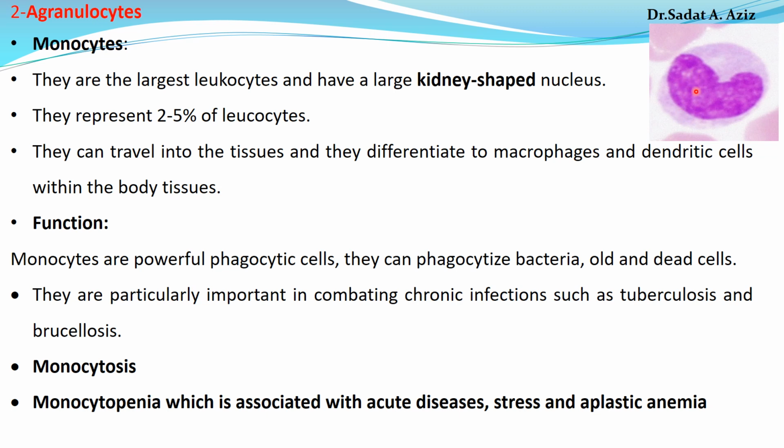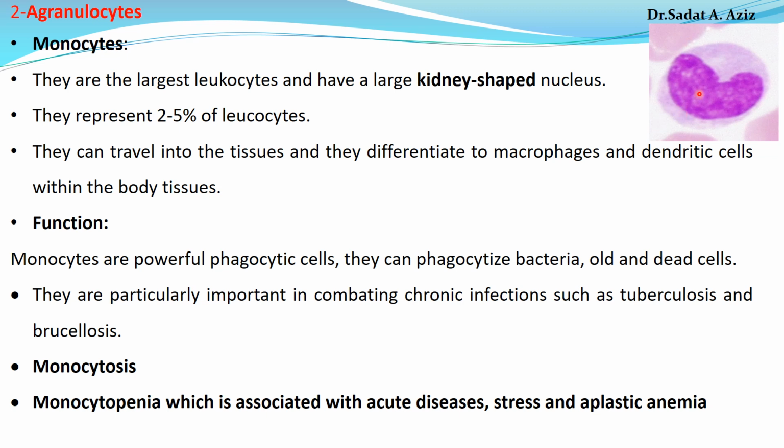The monocytes can travel into the tissues and they can differentiate into macrophages, so macrophages and dendritic cells within the body tissue. So a macrophage is a monocyte within the tissues. Okay. So what is the main function of monocytes? Monocytes are powerful phagocytic cells. They can engulf bacteria, old and dead cells.